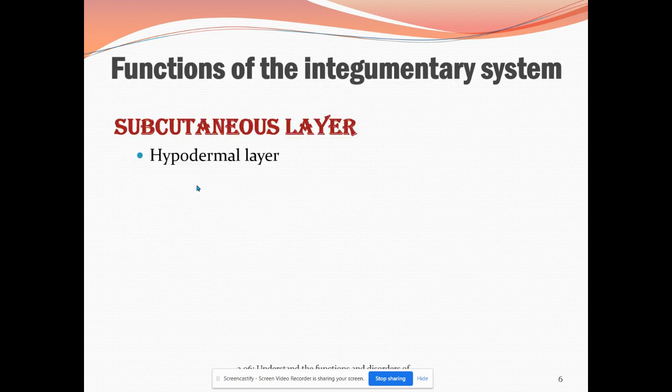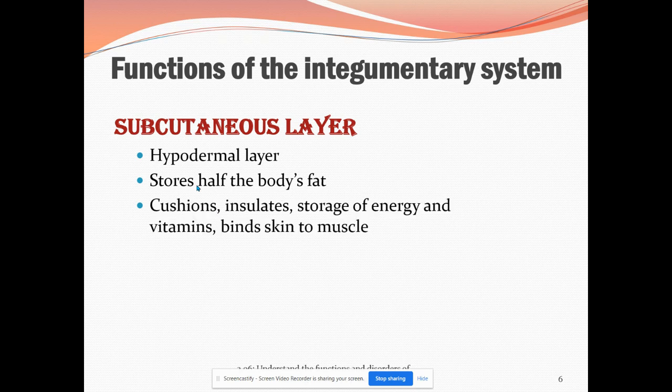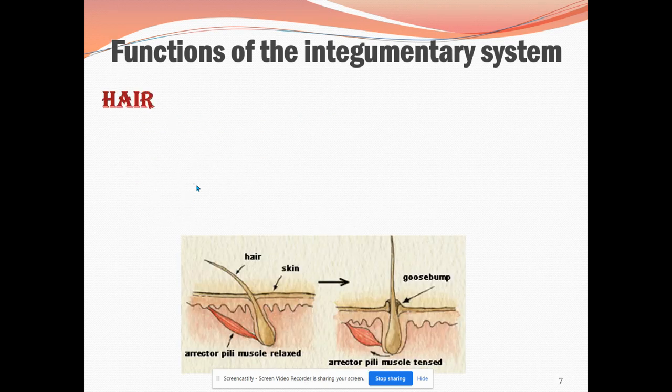And then the subcutaneous layer, which was the deepest layer, also called the hypodermal, was the one that stores half your body's fat cells. So half your body's adipose tissue is in the sub-Q layer. So it's your storage. It stores the adipose and all your fat soluble vitamins as well. A, D, E, and K, I believe, are fat soluble vitamins, and so they're stored there as well. It also helps to bind your skin to your muscle, because it's what connects the real skin, the dermis, and then the epidermis, to the muscle below it.